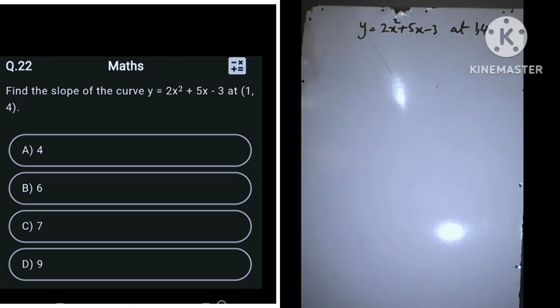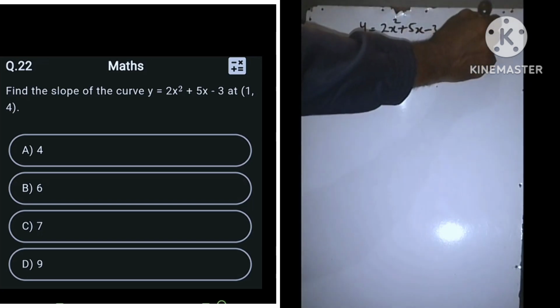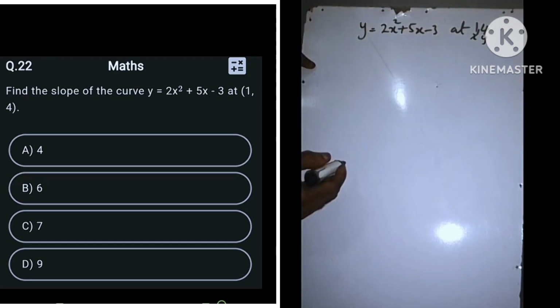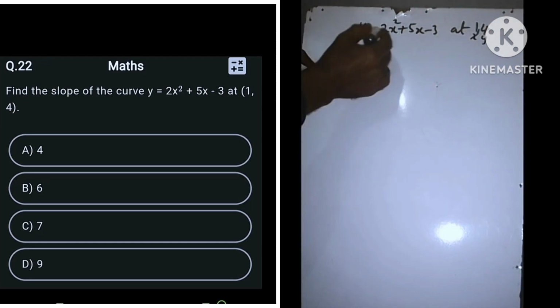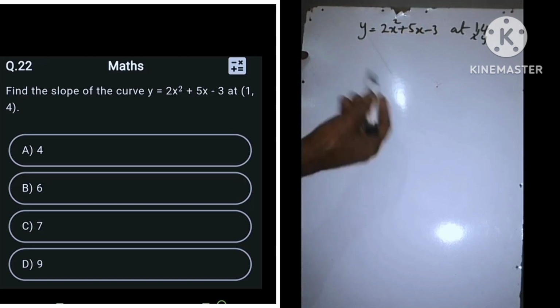Now, the question says we should find the slope. Whenever they say slope, slope is also similar to gradient. So how do we do that? It's just like you're looking for the gradient. Don't forget, these are the coordinates, which means here is x and this is y, which are the coordinates of the point. Now, how do I get the gradient?